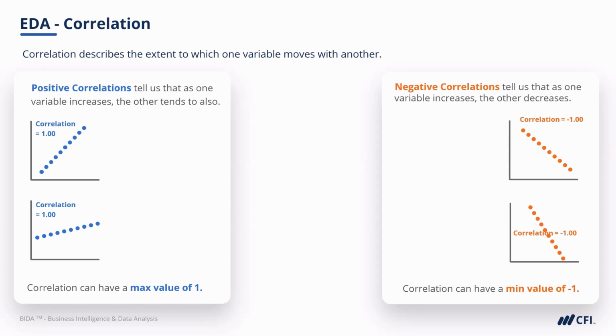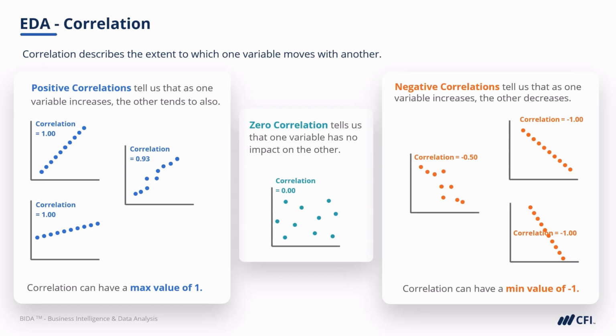In between, correlation might take other values, suggesting a not so perfect relationship between two variables. Here we've got 0.93, and here we have -0.5. And somewhere in the middle, a value of 0 correlation tells us that one variable really has no impact at all on the other. So in summary, correlation tells us the strength and direction of the relationship that exists between two variables.